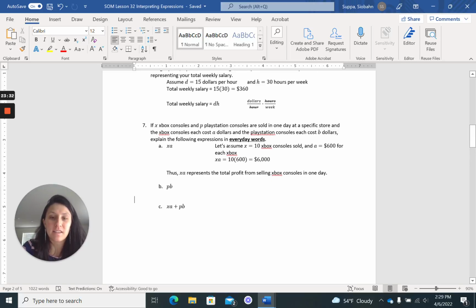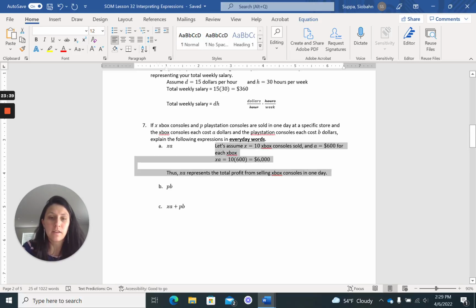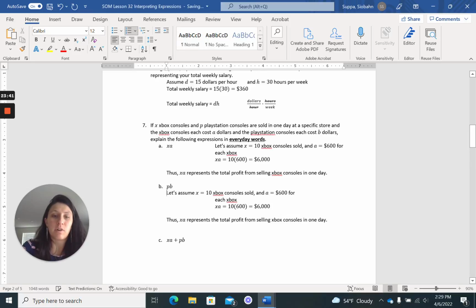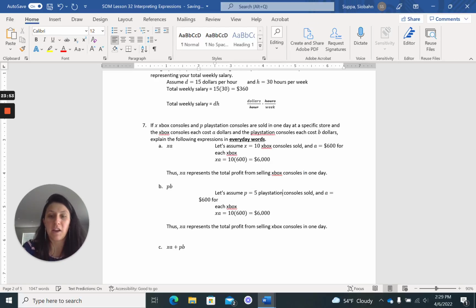Okay, so because I did this problem, I don't actually have to write this out for part B, but I will. But once you do part A, part B makes way more sense, right? So this is the same idea, but for PlayStations. Let's assume you could even change this if you want. Let's assume you sold 5 PlayStations. I'm hacking on PlayStation here because I'm an Xbox player. So it's got to be less than Xbox.